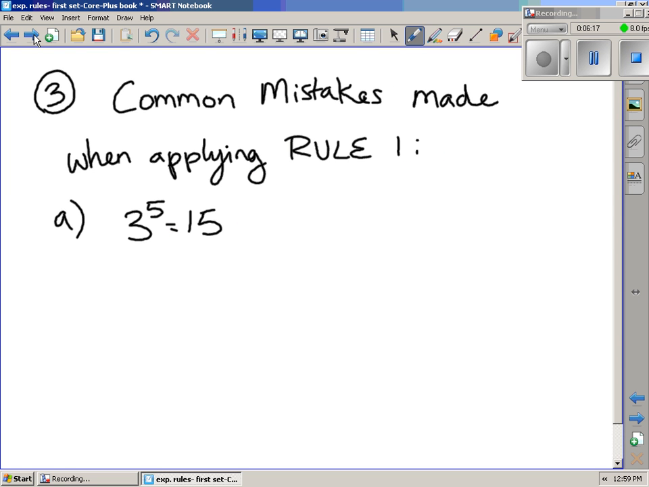And now we're going to look at some common mistakes that people make when they're trying to apply rule number 1. So every single one of these that we're looking at is incorrect. So 3a, 3 to the power of 5 is equal to 15. 3 to the power of 5 does not equal 15. And the reason is this: 3 to the power of 5 really is 3 times 3 times 3 times 3 times 3. And if you multiply 3 times 3 times 3 times 3 times 3, you're going to get 243. So a much larger number.